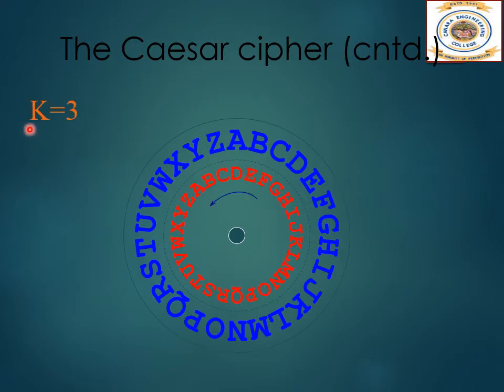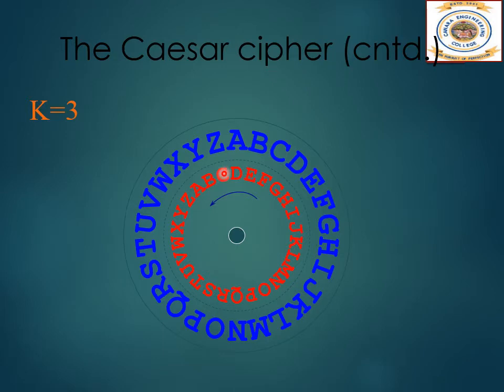In Caesar cipher, I mentioned that the key is 3. See, the outside is the plain text. For A, what is the ciphertext? It is D, that is 1, 2, 3. For B, the ciphertext is E. For C, the ciphertext is F. For D, the ciphertext is G. E is H, F is I, G is J, H is K.